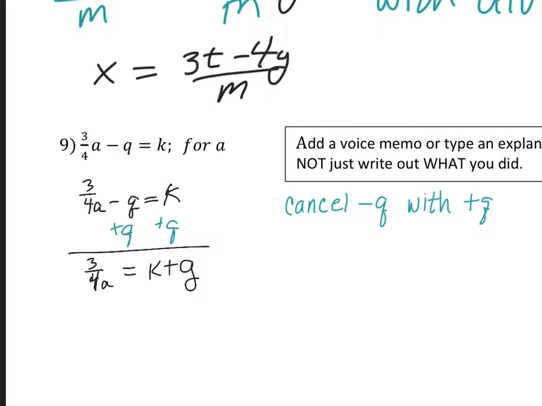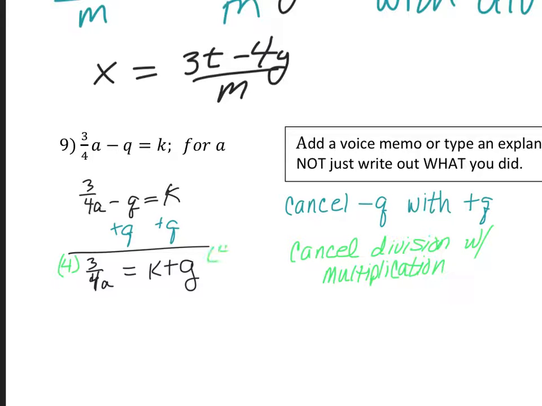And now I see another one of those pesky denominators I want to get rid of because this means I'm dividing by 4. So I'm going to cancel division. That's a W, means with multiplication. So I'm going to multiply both sides by 4 to cancel that out. The 4's are going to cancel over here, which just leaves me with the 3 and the a.